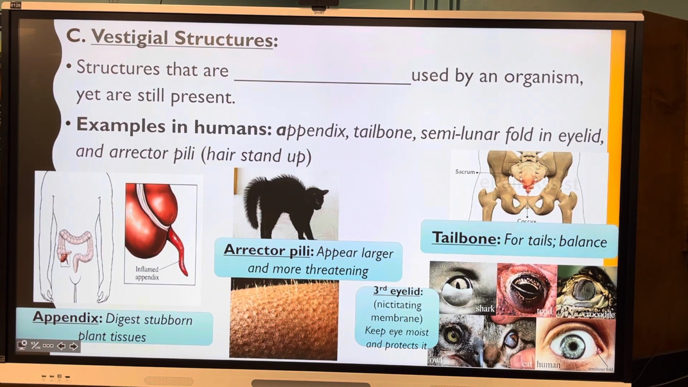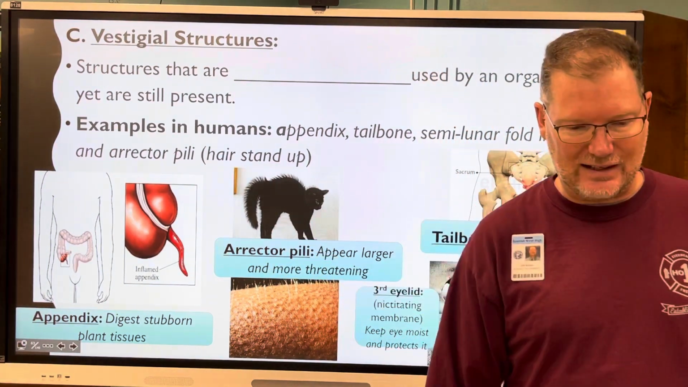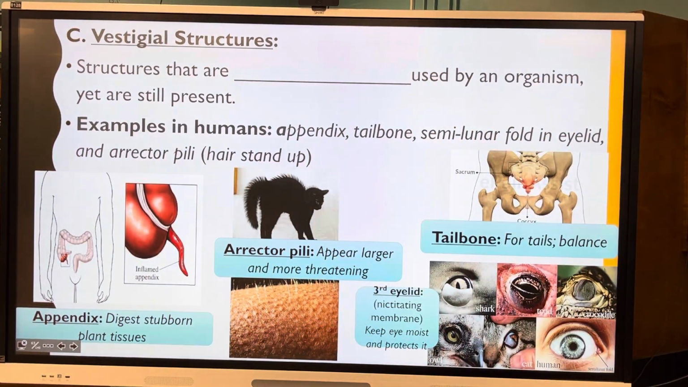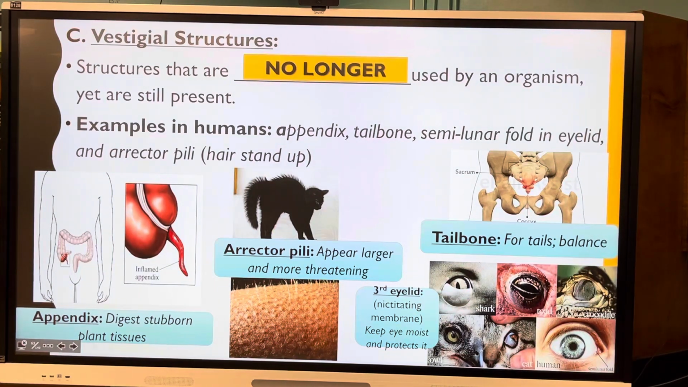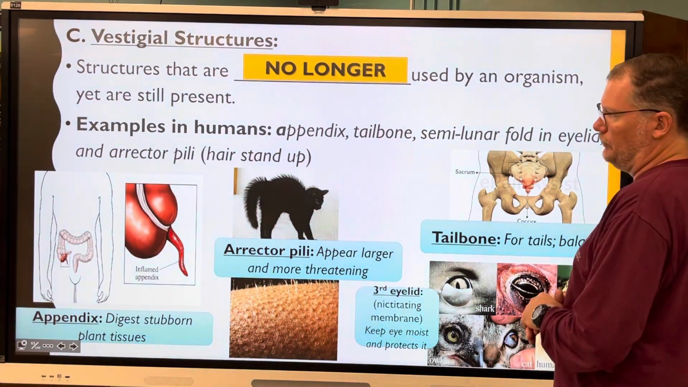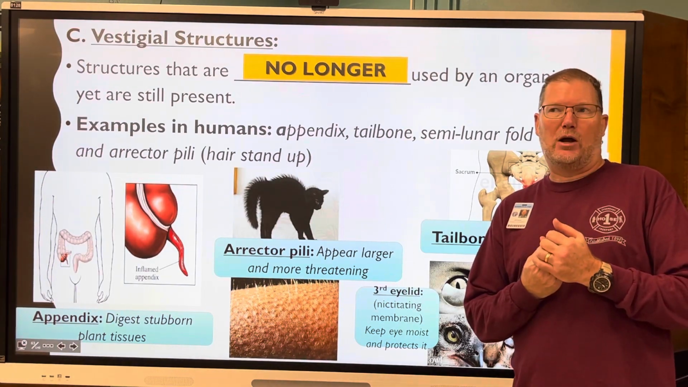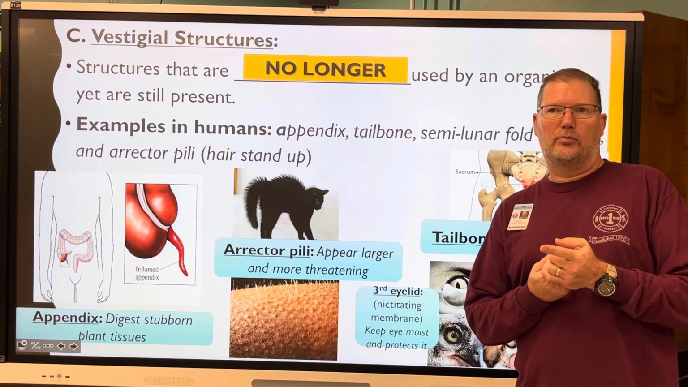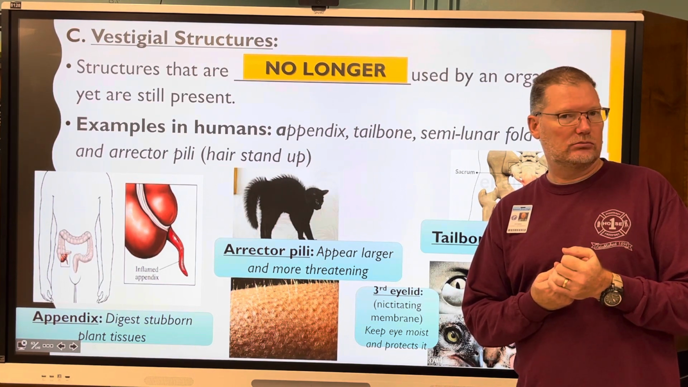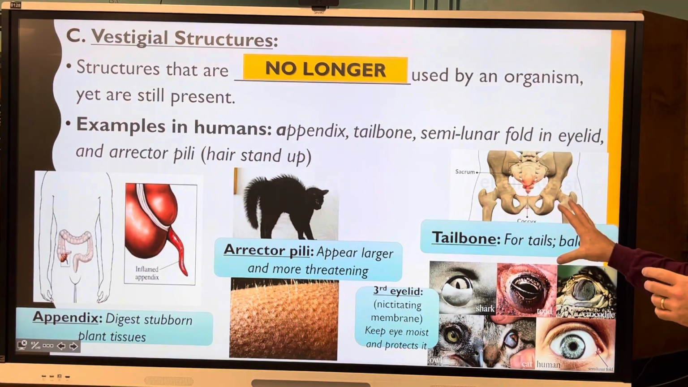Vestigial structures. So we've moved on from A, B, and C in your notes to vestiges, or A and B. Now we're at C. And these are structures that are no longer used by an organism, but they're still present. We talked about this last time when we talked about the leftover hip bones in whales and dolphins today. That's an example. So here's some more examples.